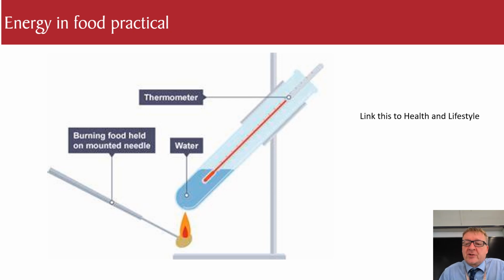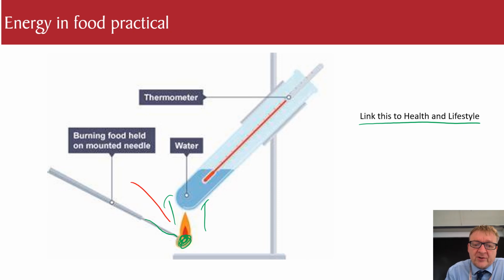Now this is a practical that you've done previously in health and lifestyle. This is where you burn a food. What you do is you put it on the end of a needle, set fire to the food on the end of the needle, and then energy transfers into the water. You can do different types of food to give you an idea about which food has got the most energy in it. Now, from a purely scientific point of view, it's a terrible experiment because so much energy is just lost to the sides. But it does give you a little bit of an idea about what's going on and which food has got the most energy.